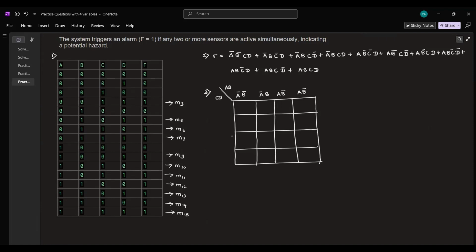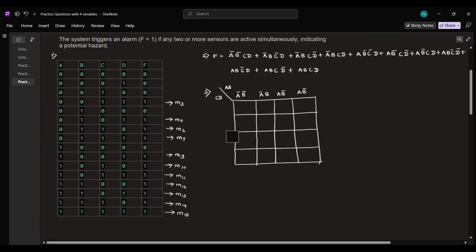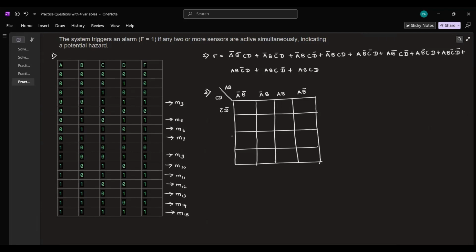A bar B bar, A bar B, A B, and finally A B bar. Let me erase this. Now we have C bar D bar, C bar D, C D, and finally C D bar. Now we have to plot these minterms here. So A bar, B bar, C, D. So 1 will come here.